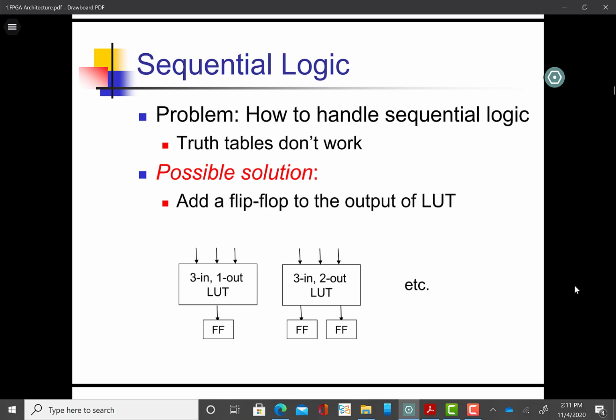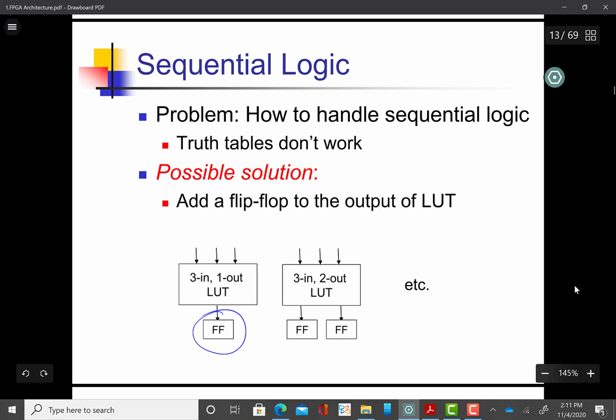Now let's come to how we implement sequential logic, or what are the resources in FPGA which are used to implement sequential logic. So obviously we cannot implement sequential logic with truth tables or lookup tables. So the possible solution is to add a flip-flop to the output of a lookup table like this one.